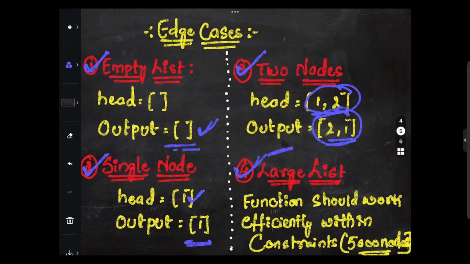Let's go with the final edge case, large list. Large list means the function should work efficiently within constraints. They have clearly mentioned in the constraints 5000 nodes. This has to be within 5000 nodes. Whatever function we write should work efficiently within the constraints that we need to keep in mind. These are the edge cases: the first is the empty list, the second is the single node, the third is the 2 nodes, and the fourth is the large list.